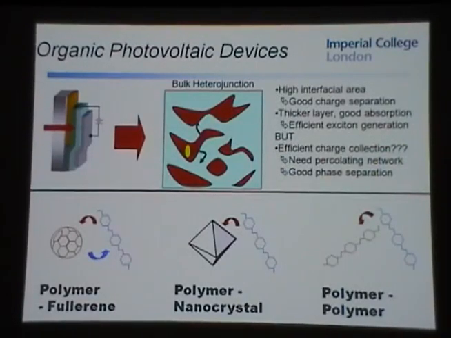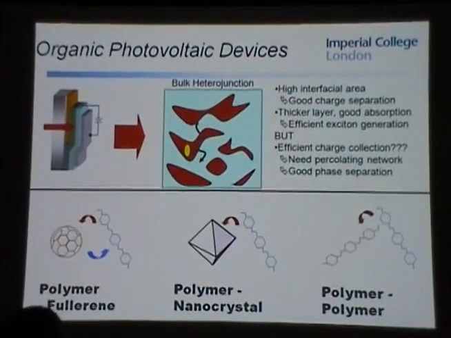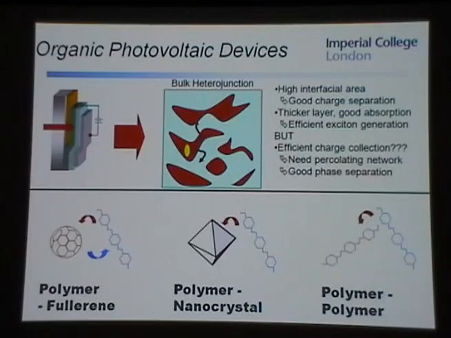So the way around this was to go to this bulk heterojunction. I've drawn it like this as a simple two-phase mixture of a p-type and an n-type. You'll hear during the week that it's a much more complicated picture than that. We probably have a crystalline P or N phase, an amorphous P or N phase, perhaps a mixed P and N phase, an amorphous N phase, and maybe a crystalline N phase. So it's a potentially very complicated morphology to probe and understand.